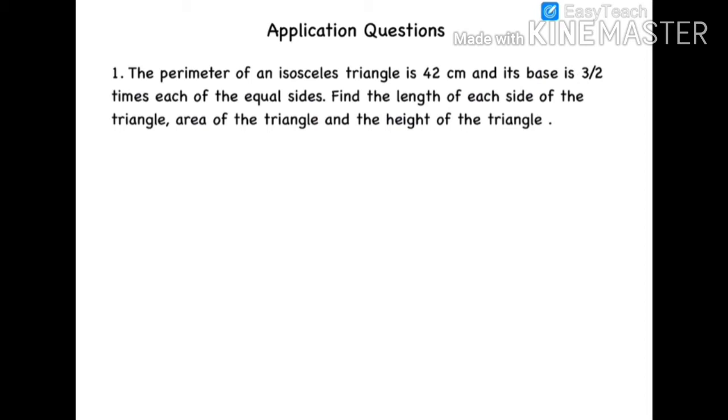Question number 1. The perimeter of an isosceles triangle is 42 centimeters and its base is 3 on 2 times each of the equal sides.